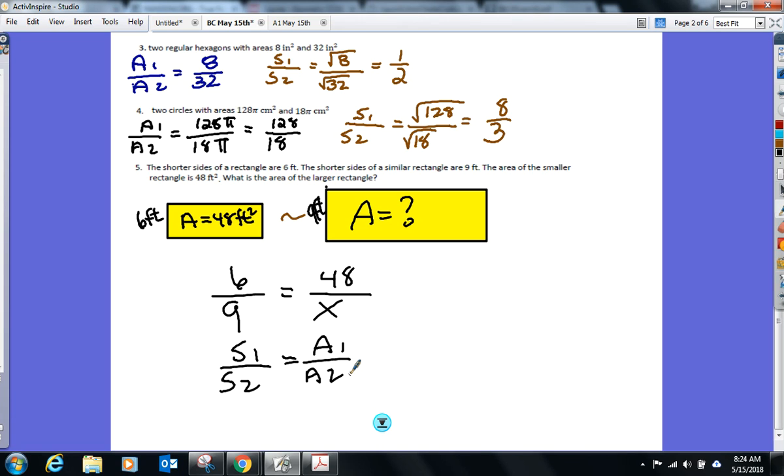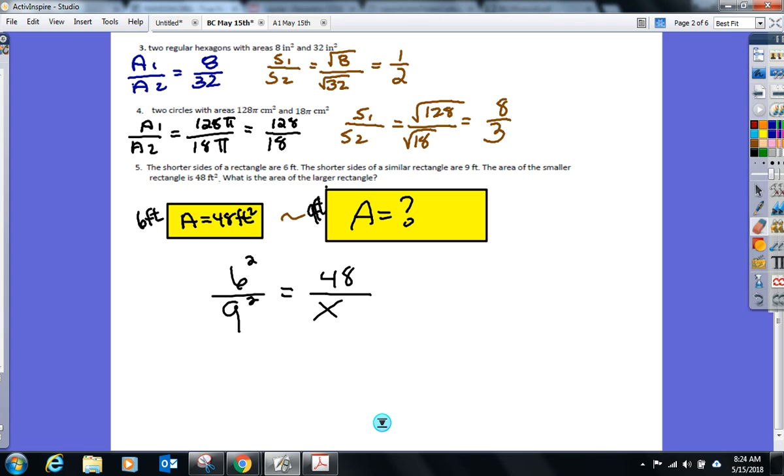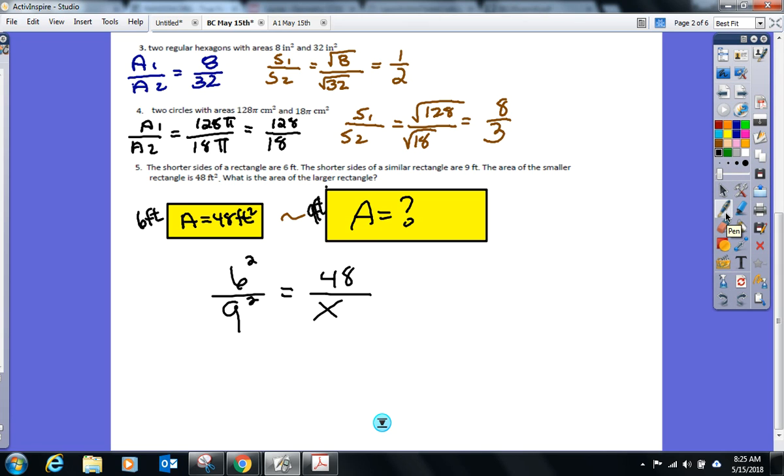Frank, what do I have to do again? Square the similarity ratio before you get going. Please watch out when you're dealing with area. You got to square the sides first before you start cross multiplying. Yes.